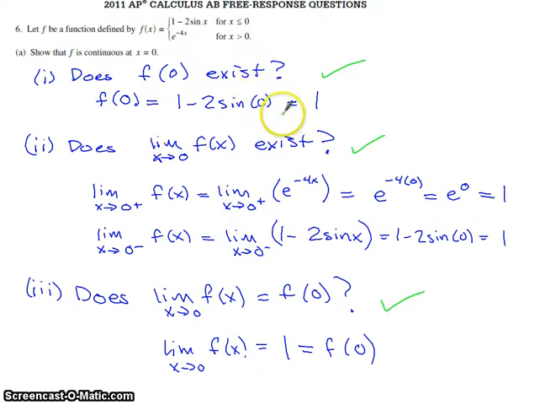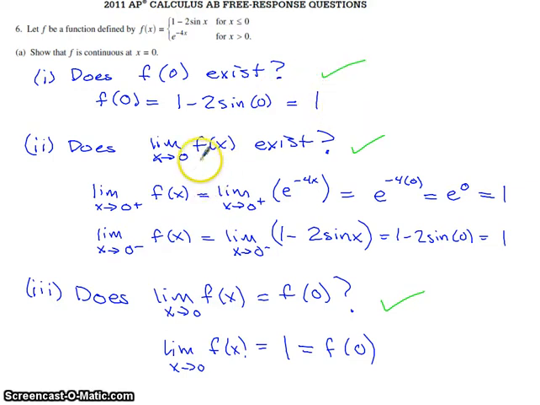Using the definition of continuity, this boils down to 3 things all happening. f of the value you're considering, and in this case it's 0, must exist. And so, when x is equal to 0, we're defined to be this top piece of the function, and if you evaluate that, you get 1. So f of 0 definitely does exist, so check mark there.